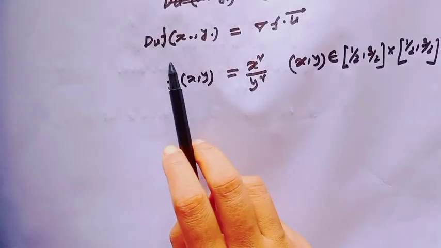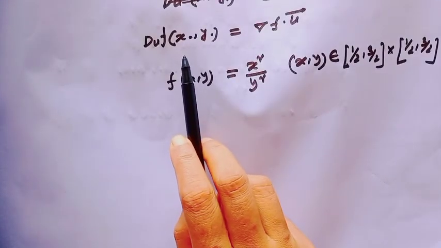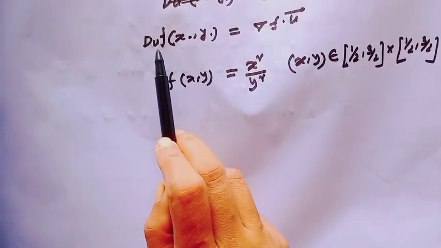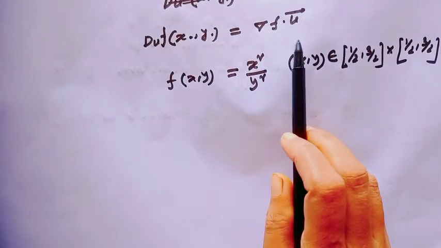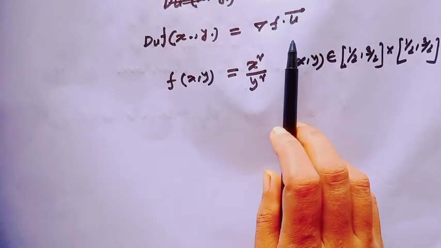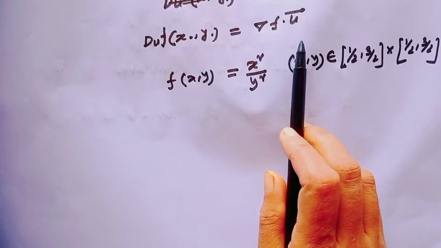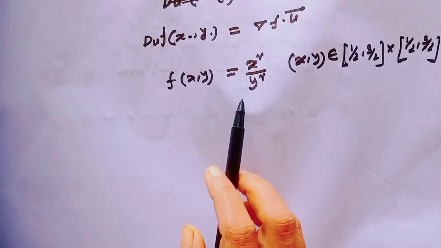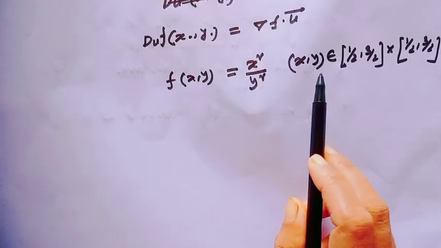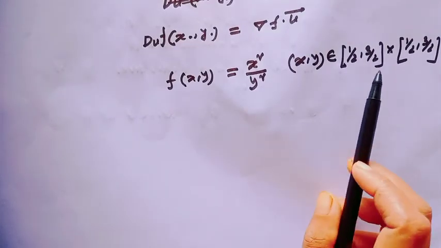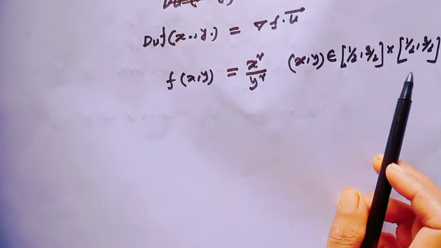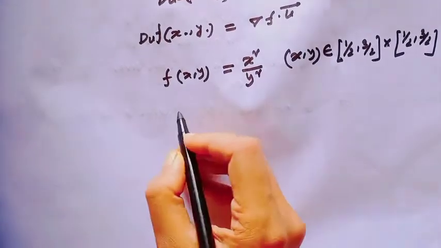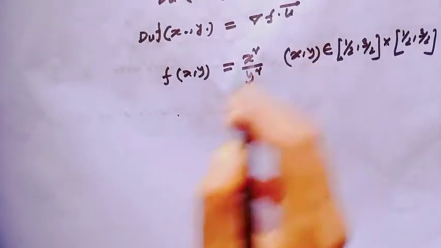We all know the formula: the directional derivative at the point (x0, y0) in the direction u equals the gradient of f dot u. Given f(x,y) = x²/y², where (x,y) belongs to (1/2, 3/2) cross (1/2, 3/2), at first let us find grad f by this formula.